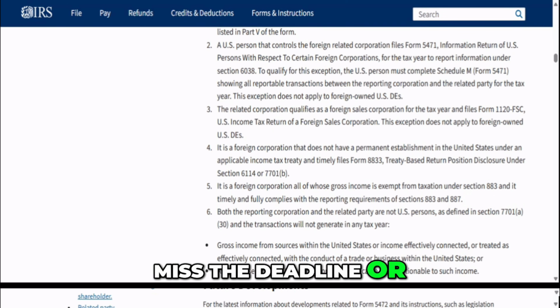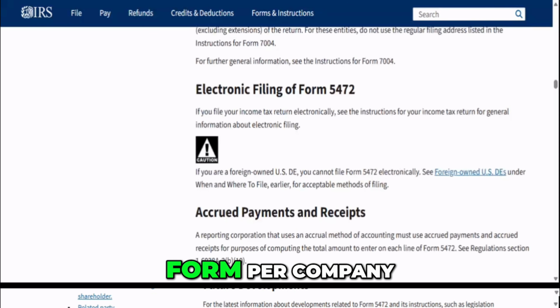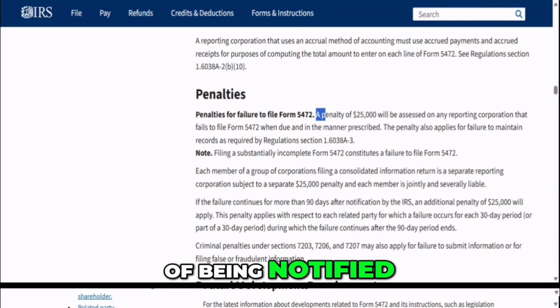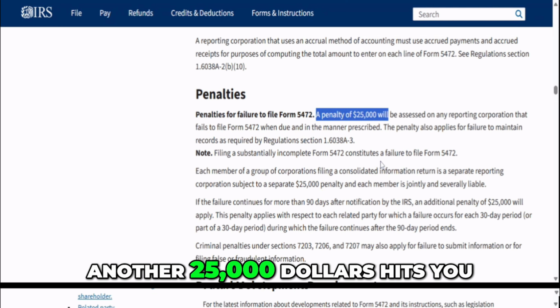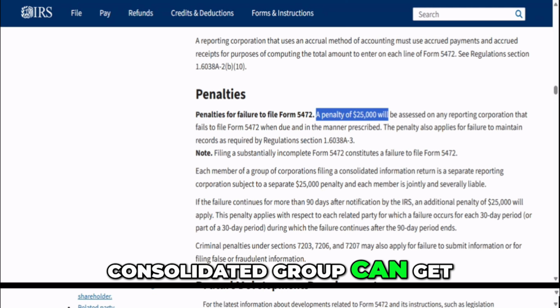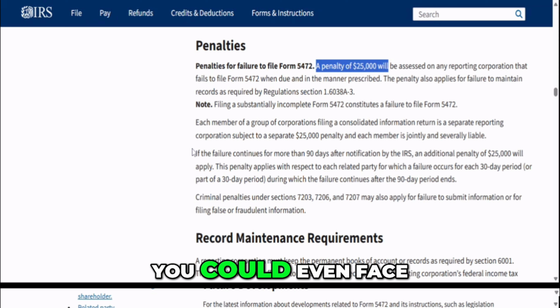Miss the deadline or turn in something incomplete, and you're looking at a $25,000 fine per form, per company. If you don't fix it within 90 days of being notified, another $25,000 hits you, and it keeps stacking up every 30 days after that. Every member of a consolidated group can get dinged separately, and if the IRS thinks you filed false info on purpose, you could even face criminal penalties.